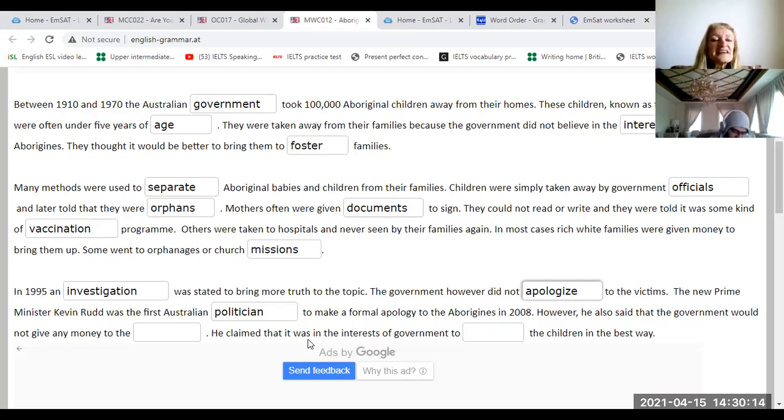Yes. So then the first Australian politician to make a formal apology to the Aborigines in 2008. However, he also said that the government would not give any money to the victims. And he claimed that it was in the interest of government to something the children in the best way. To succeed the children in the best way? I'm not sure.